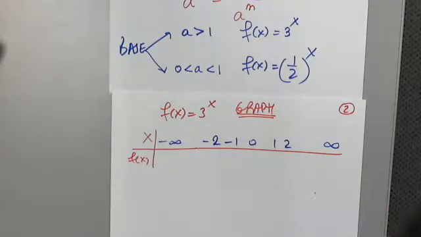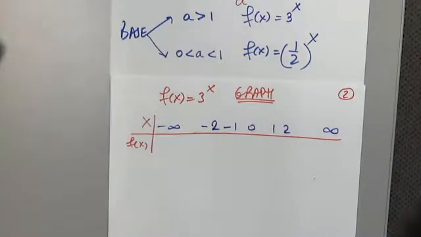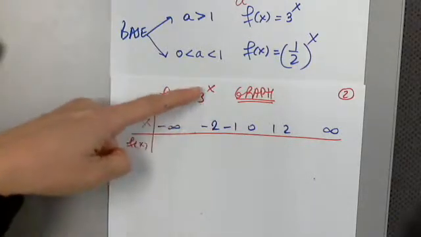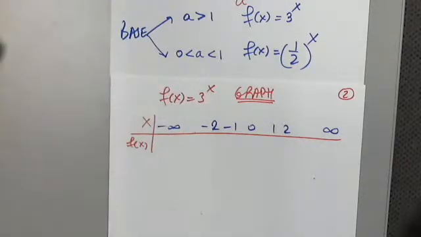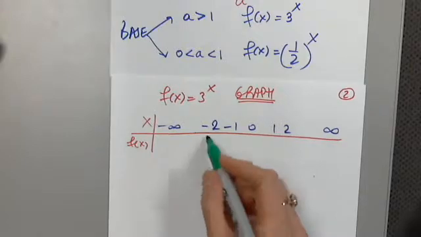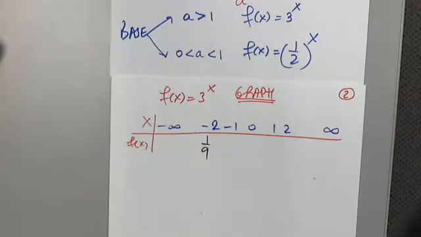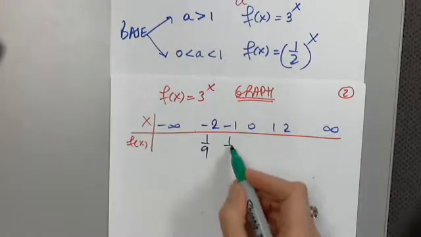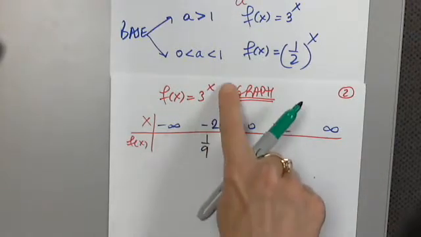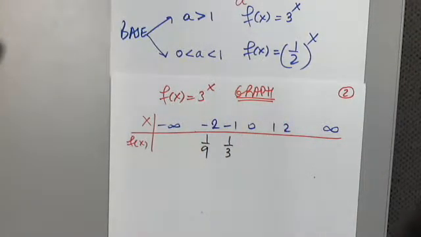And find the y coordinates, find the end behavior, and then graph the function. So let's plug in -2. 3 raised to -2 is 1 over 3 squared, which is 1 over 9. Let's plug in -1. 3 raised to -1 is 1 over 3.